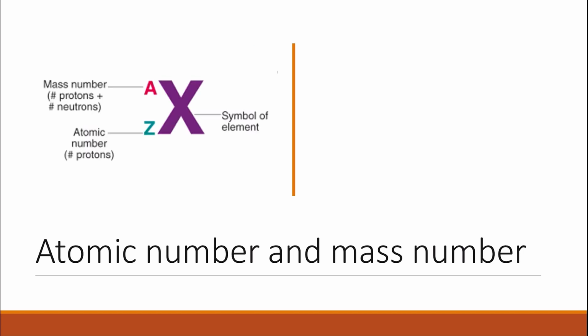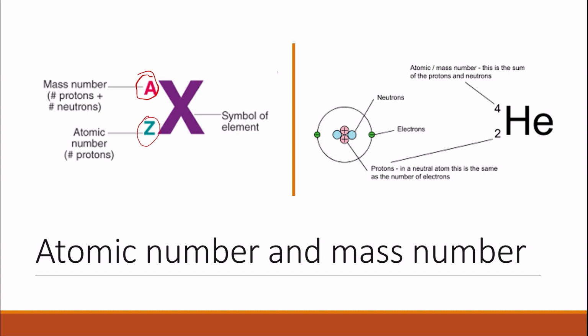An atom is distinguished by two numbers. The first number is called the atomic number. You can find this number at the bottom left of the symbol of the atom. The atomic number gives you the number of the protons inside the nucleus, and it also gives you the number of electrons. However, the mass number, the one at the top left, is the total number of protons and neutrons. So you can simply find the number of neutrons by subtracting the atomic number from the mass number. An example is helium.